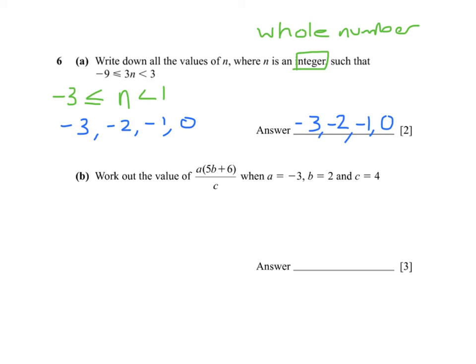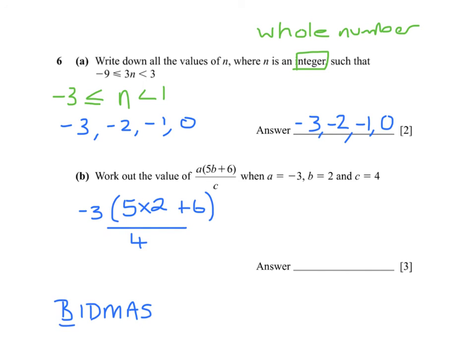In B we're substituting. So A is -3, B is 2, and if we have a letter and a number multiplied side by side, that's multiplied, plus 6 divided by C, which is 4. And we're going to work by the rules of BIDMAS, and that tells me that I should do the bracket first. And then inside the bracket, the rule also tells me I must do the multiplication first.